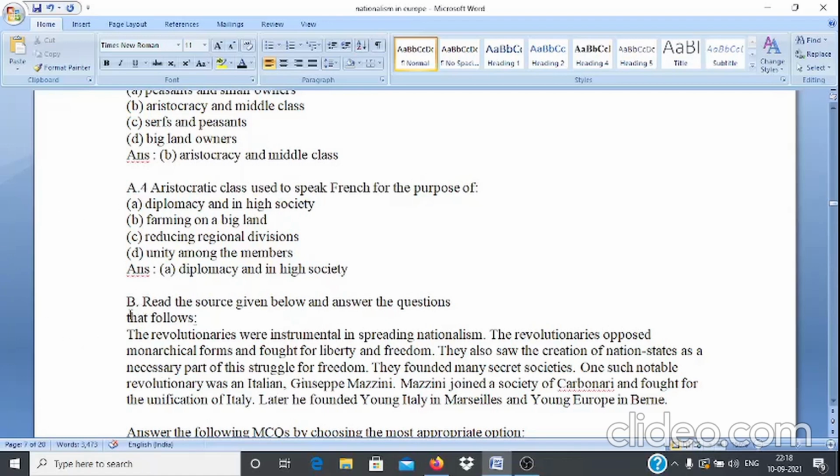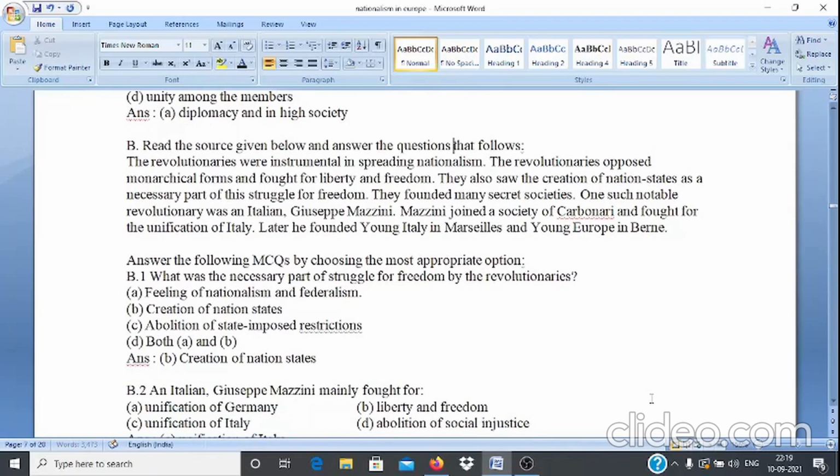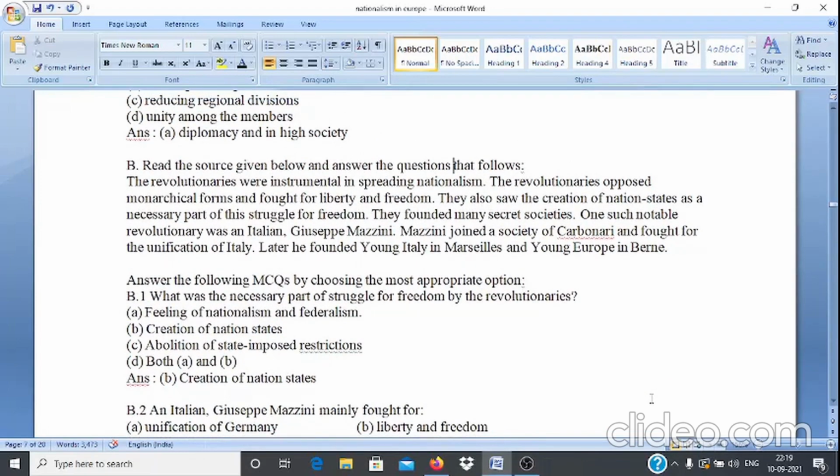Now the second question related to source based question or case study questions. Again, one paragraph is given, and after reading this para, read the questions carefully and the options given for that question and choose the correct options. After reading the para, questions are question number 1.